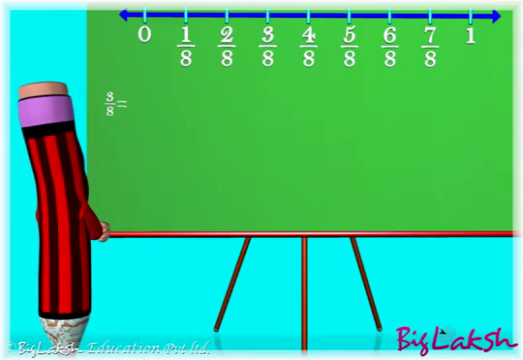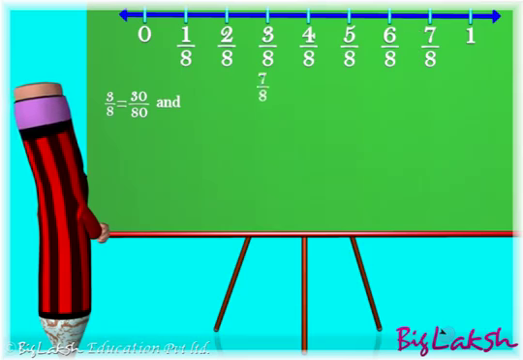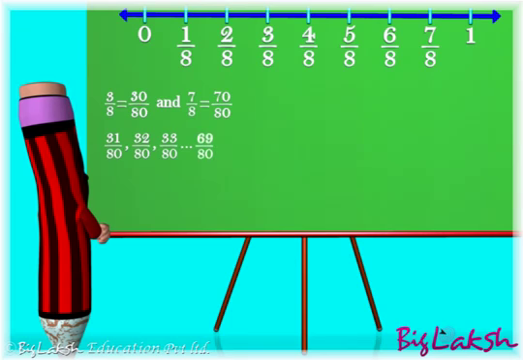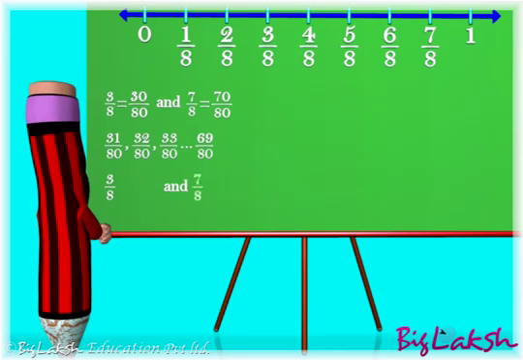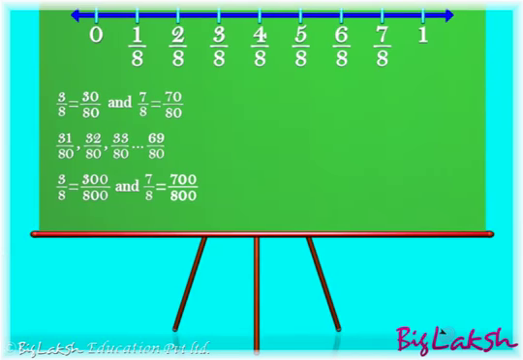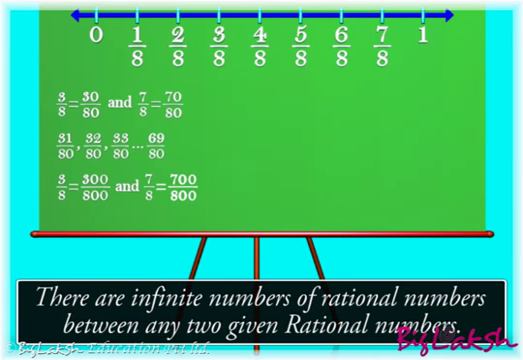3 by 8 can be written as 30 by 80 and 7 by 8 can also be written as 70 by 80. The numbers 31 by 80, 32 by 80, 33 by 80 and so on till 69 by 80 fall between 3 by 8 and 7 by 8. Now, as done above, 3 by 8 and 7 by 8 can also be written as 300 by 800 and 700 by 800 respectively. Therefore, you can observe, unlike natural numbers and integers, there are infinite number of rational numbers between any two given rational numbers.